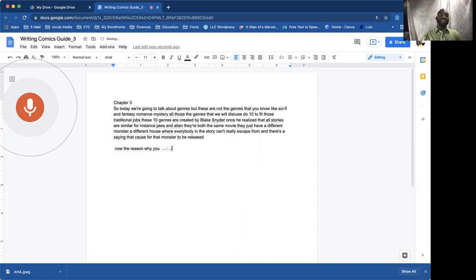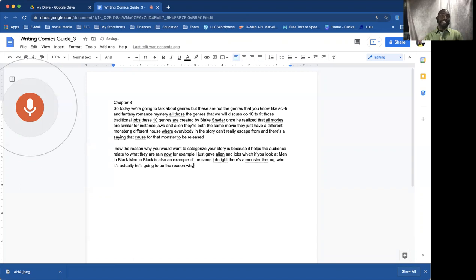Now, the reason why you would want to categorize your story is because it helps the audience relate to what they already know. For example, I just gave Alien and Jaws, and Men in Black is also an example of the same genre. There's a monster, the bug, who is going to be the reason why Earth gets destroyed. So Earth itself is the house, and the sin is that we were keeping the prince of one of the other races on Earth.